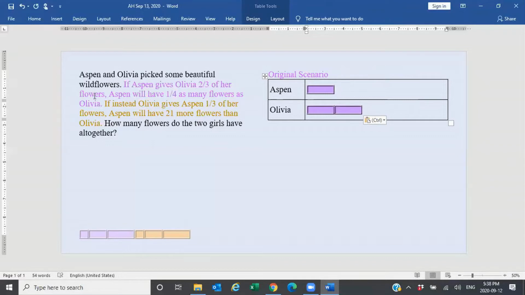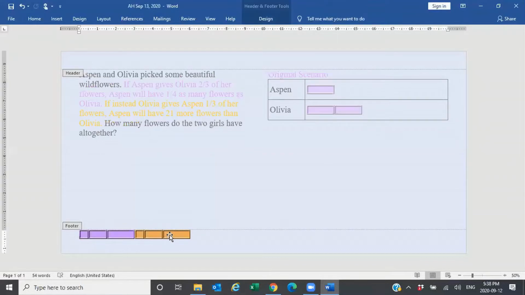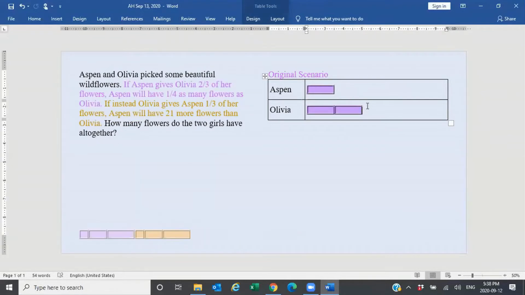All right, now it says on this part of the question, Aspen will have 1/4 as many flowers as Olivia. So for that to happen, we need to give Olivia some of her own. Because right now all she has is the one Aspen gave to her. We made that, but does Aspen have 1/4 of Olivia's flowers? No, she has 1/3. So I'm gonna make another one. Now we can see that Aspen does have 1/4 of Olivia's flowers. Aspen has 1 and Olivia has 4. So that's 1/4 of Olivia's flowers.